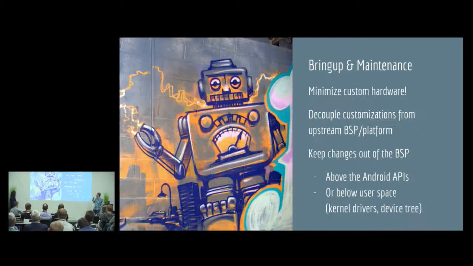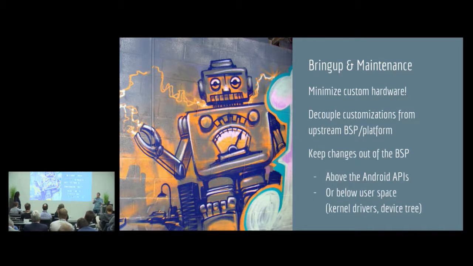Some general notes about bring up and maintenance, some lessons we learned here. Bring up is generally easier if you reuse the BSP that you get from your chip vendor, and you use standard hardware that's already supported by that BSP. If you add a lot of custom hardware, you will typically also need to do corresponding support work inside the board support package to support that hardware.